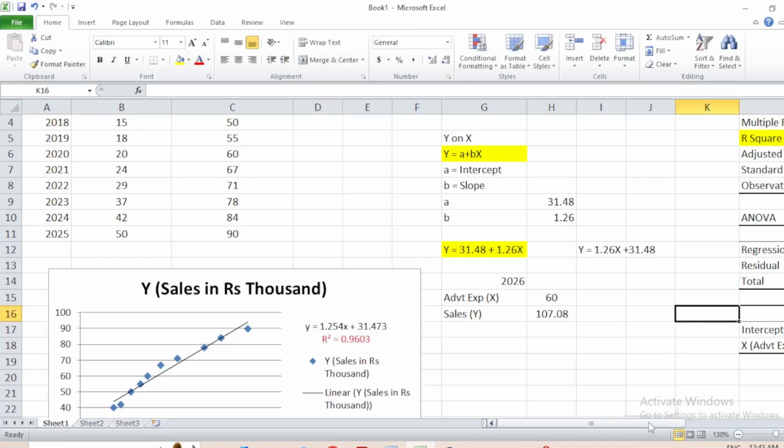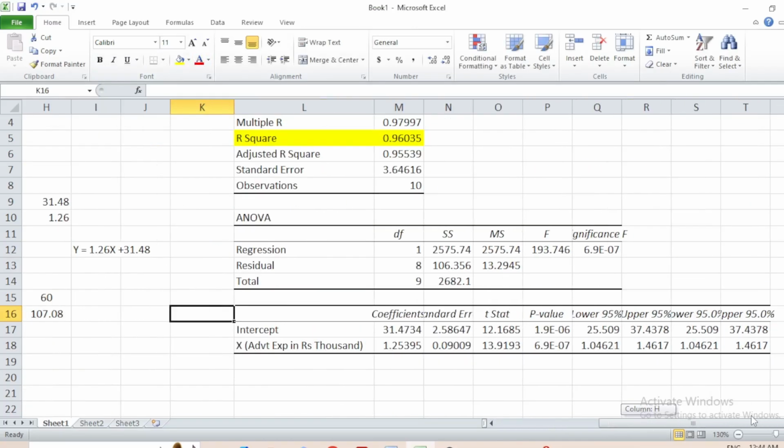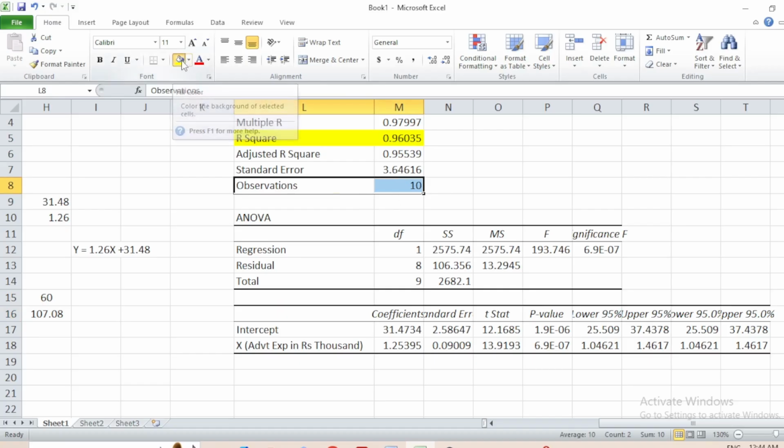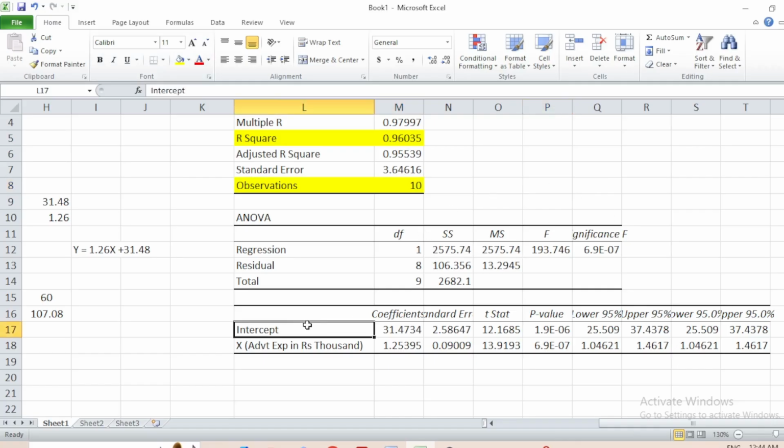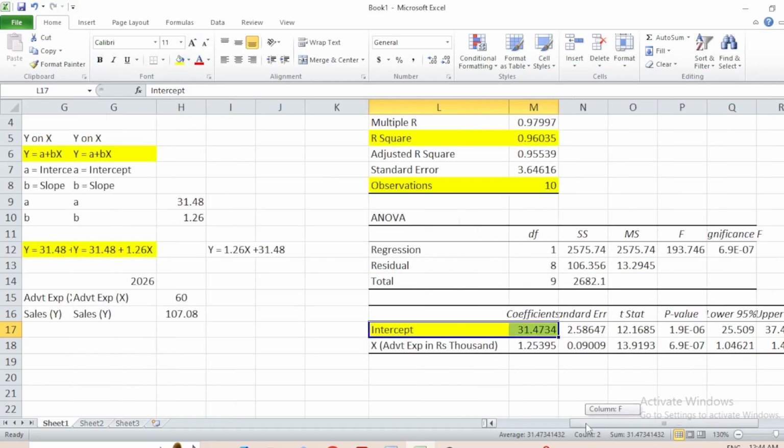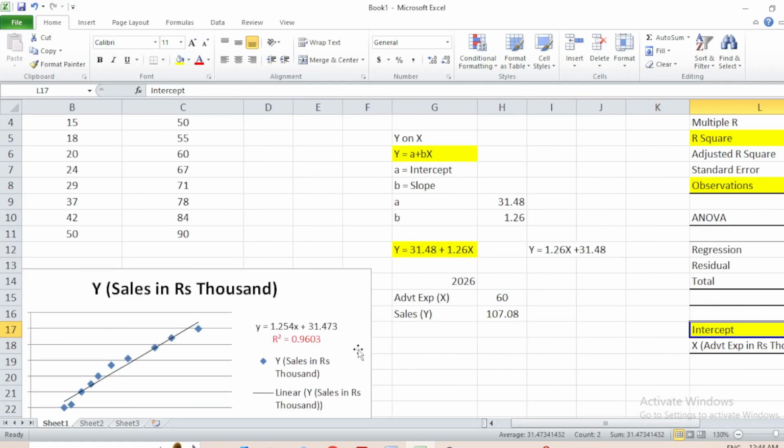Then how to read this? The number of observations. There are 2-3 things that you have to use. The number of observations is being given as 10. Now, the next question is, what about the intercept? So, the intercept is being given here, which is 31.4734. If you go back and check, it was 31.4734.